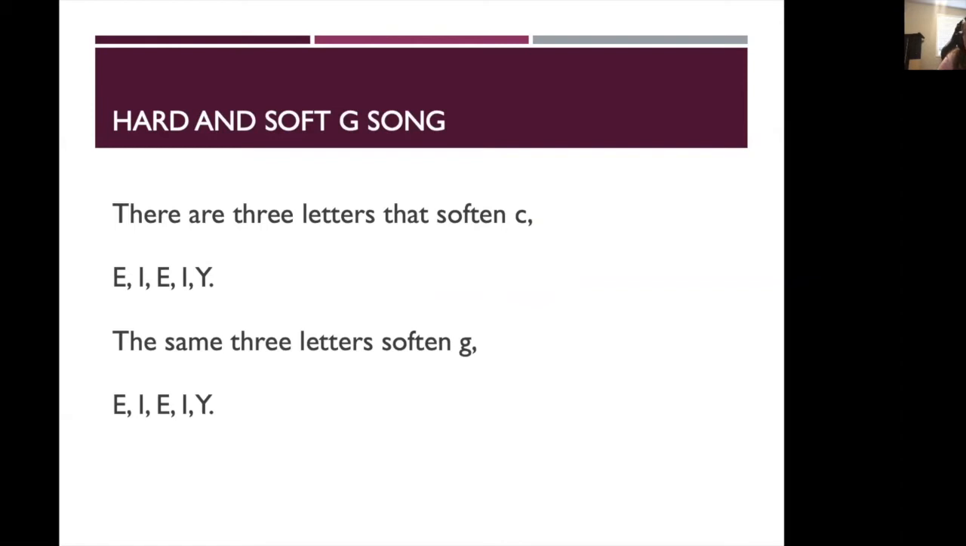There are three letters that soften C, E-I-E-I-Y. The same three letters soften G, E-I-E-I-Y. You want to try singing it with me?